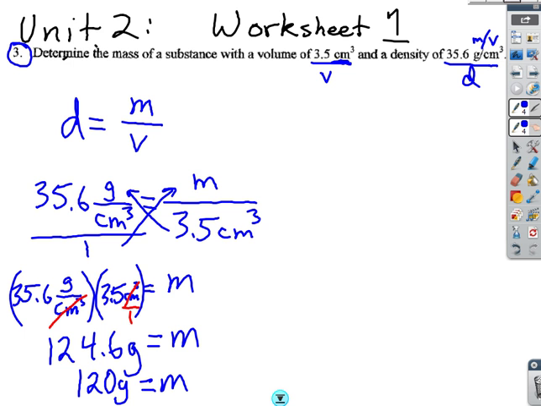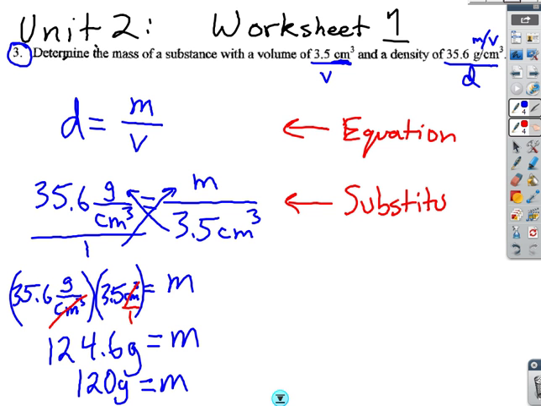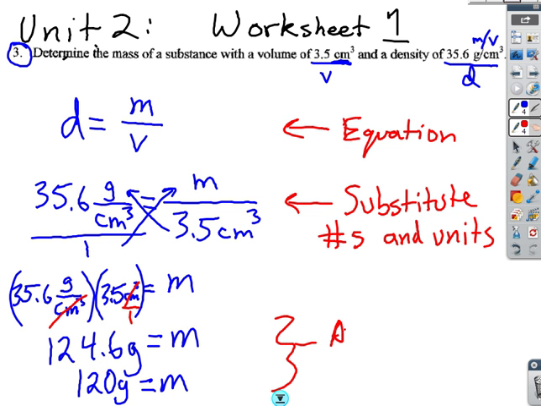Something important to point out, the work that I expect in this chapter is I expect you to write the equation. I expect you to write the equation when it's substituted, so substitute numbers and units. And finally, I expect you to write the final answer, which is one of these two. So the answer with units.